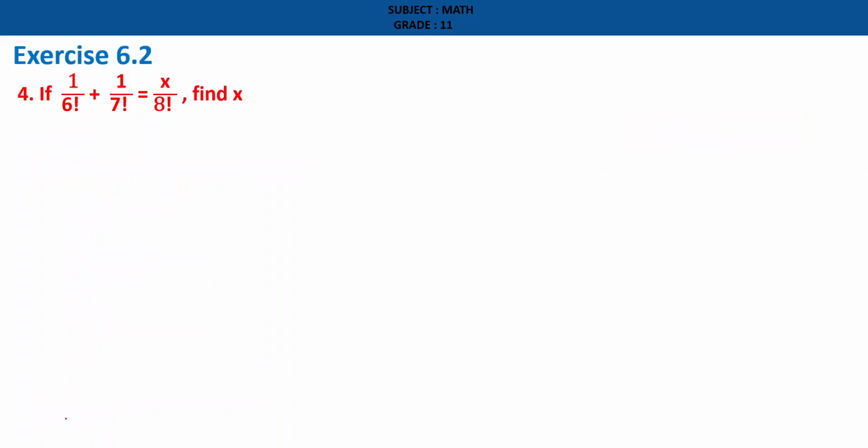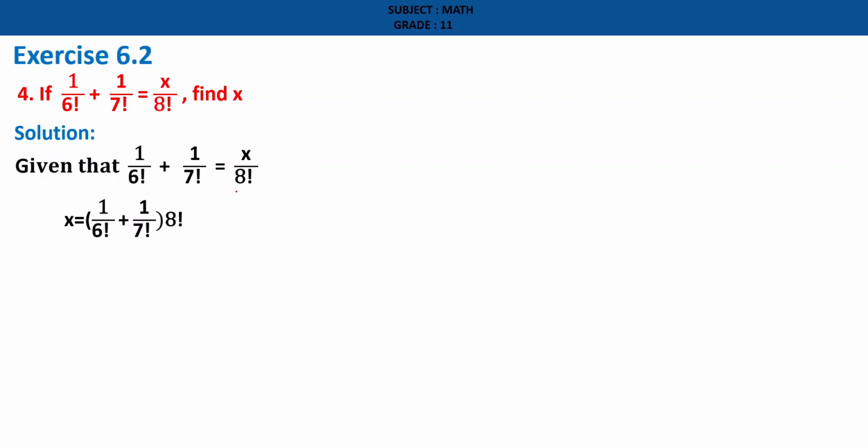Let us solve question number 4. If 1 divided by 6 factorial plus 1 divided by 7 factorial is equal to x divided by 8 factorial, find x. Solution. Given that 1 divided by 6 factorial plus 1 divided by 7 factorial is equal to x divided by 8 factorial. Now let us keep x on the left hand side and transpose 8 factorial to the right hand side. Then we get x equals 1 divided by 6 factorial plus 1 divided by 7 factorial, times 8 factorial.